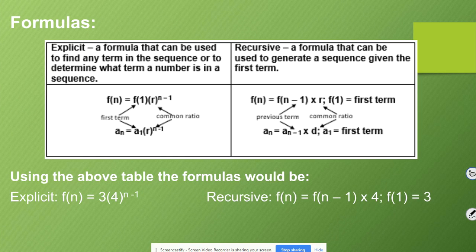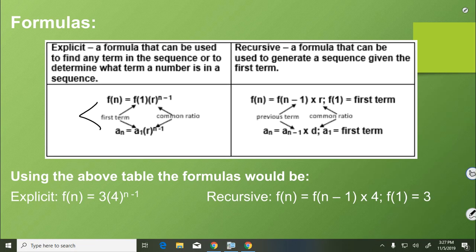Formulas. The explicit formula, again, is a formula that can be used to find any term in the sequence or to determine what term a number is in the sequence. So similar to arithmetic sequences, we can address it in either one of these two ways. f(n) = f(1) times r^(n-1), where f(1) is the first term and r is the common ratio, and a(n) = a(1) times r^(n-1). Again, having the first term and the common ratio in the problem.